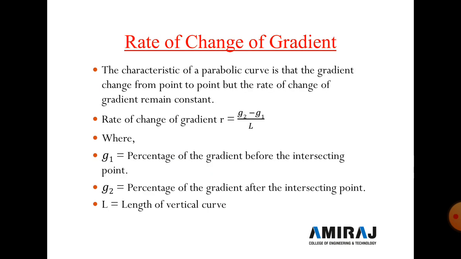Now next is the rate of change of gradient. The characteristic of a parabolic curve is that the gradient changes from point to point, but the rate of change of gradient remains constant. So the rate of change of gradient R is equal to G2 minus G1 divided by L. What is G1? G1 is the percentage of the gradient before the intersecting point, and G2 is the percentage of the gradient after the intersecting point. G1 and G2 are the important gradient values, and L is the length of the vertical curve.